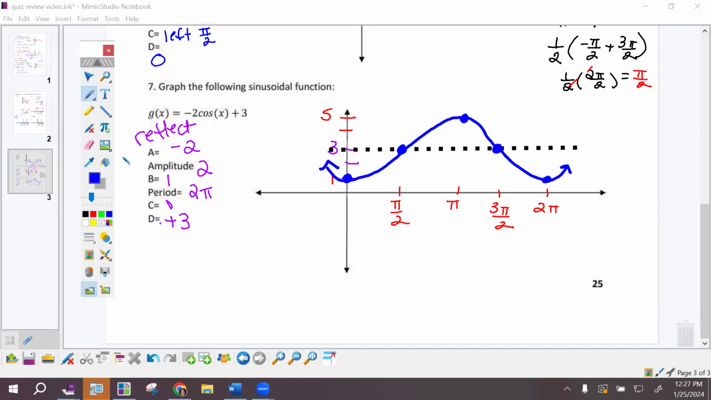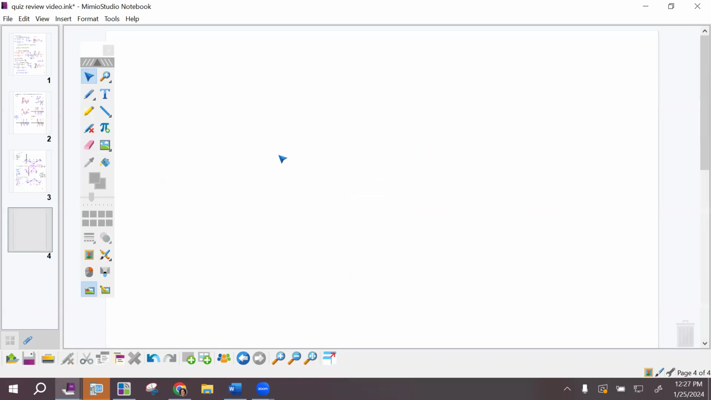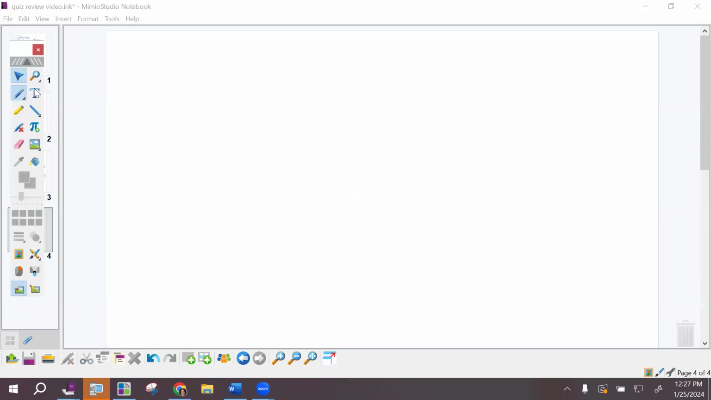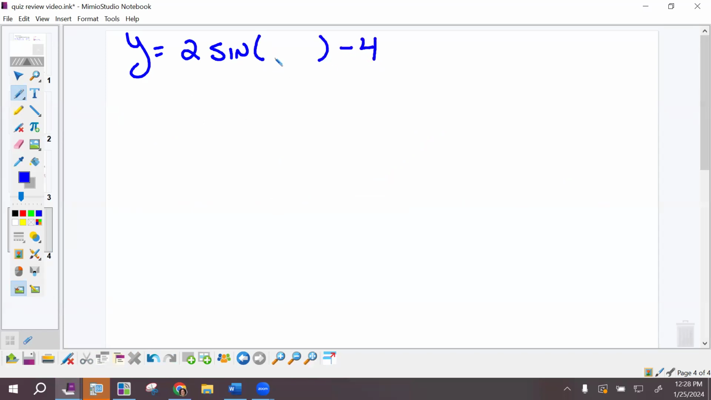So as I'm graphing these 3, I realize there's no period change to practice. So let's practice one. Let's graph y equals 2 sine 16x.